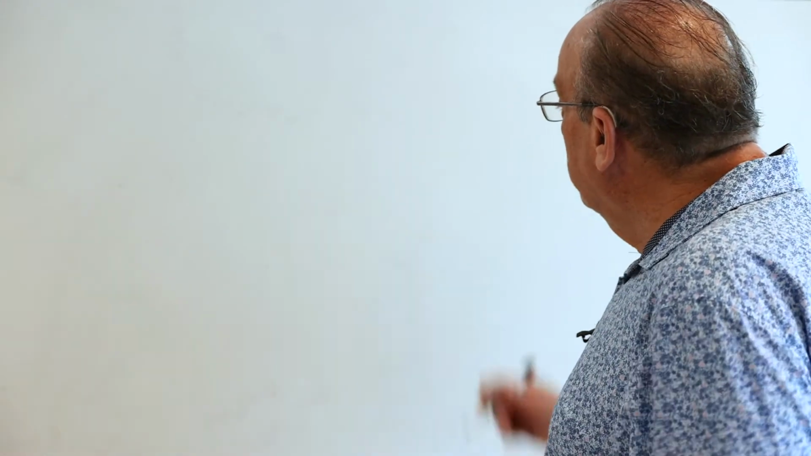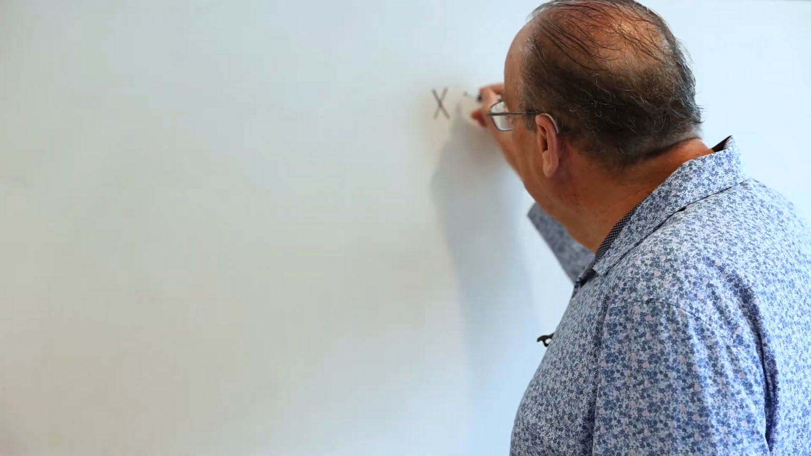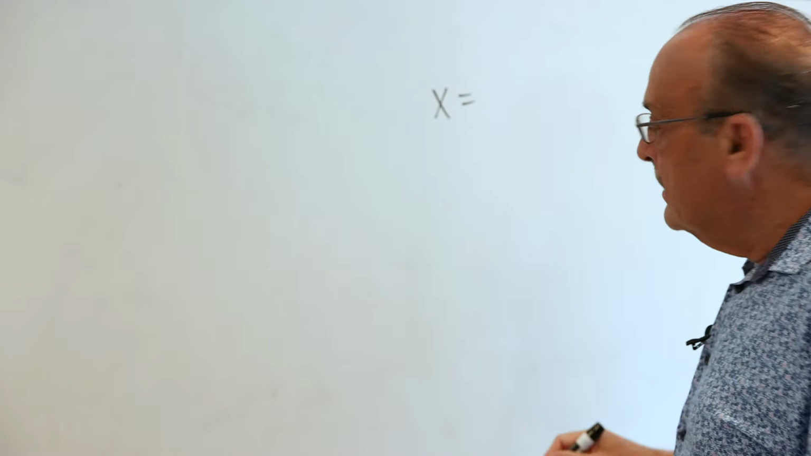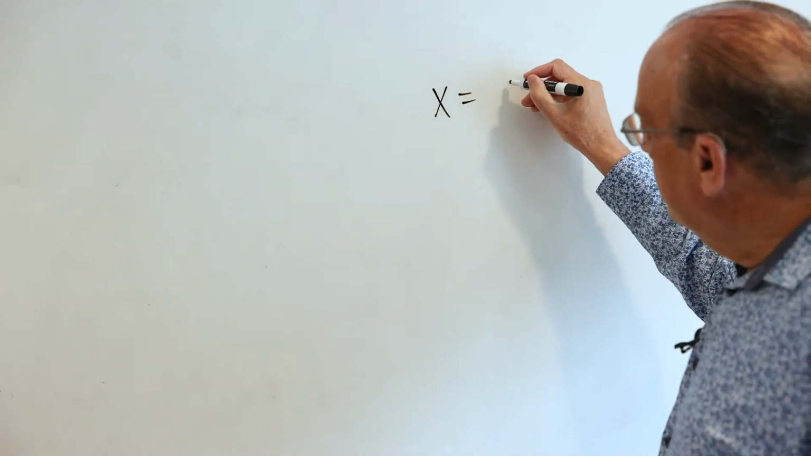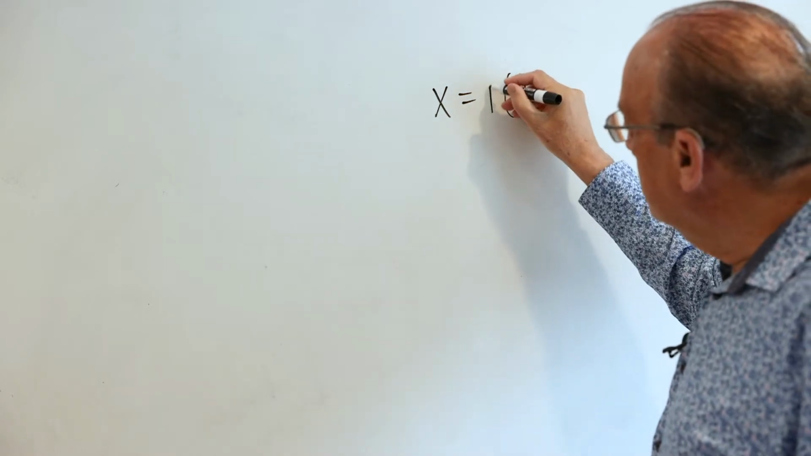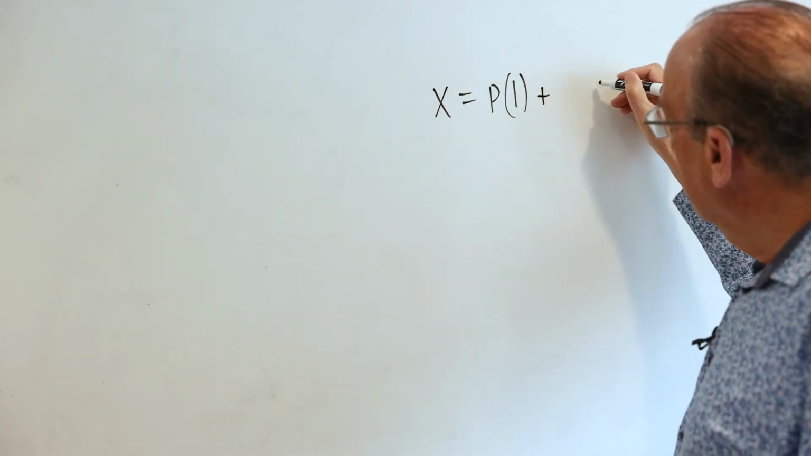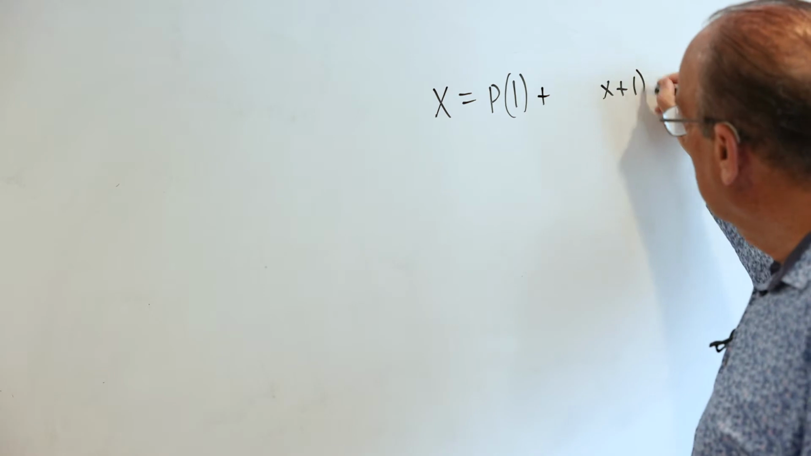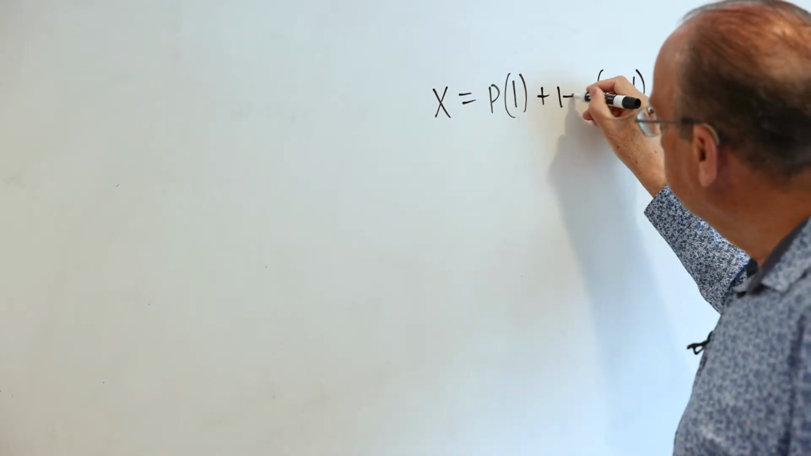Now we're going to try to do the calculation where the probability is not 1/3, but just in general is p. So the expected value x is going to be 1 with probability p, plus x plus 1 with probability 1 minus p.